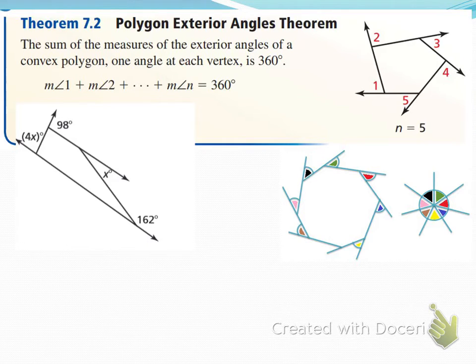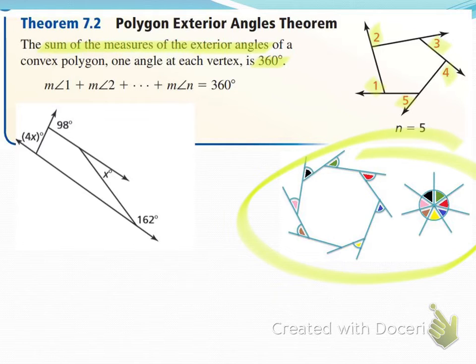I want you to take your highlighter. The sum of the measures of the exterior angles is 360. So when you add all the exterior angles, they equal 360. Does it say for a certain shape? It does not, because it's for all shapes. It doesn't matter how many sides there are. If you took each angle and lined them up, they make 360 degrees. What does 360 look like in real life? Looks like a circle.